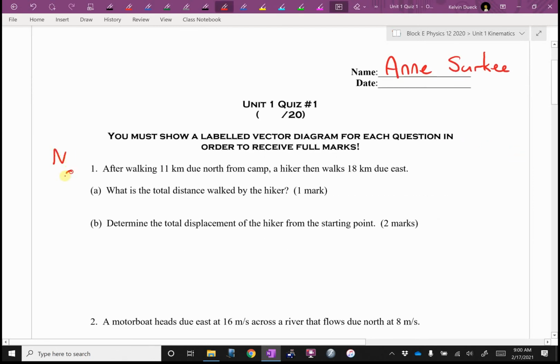Compass rose, Mr. Dewick. 29. Is that the answer to A? Or did I do the math wrong? Yeah, one mark. And, kind of a hint, I barely gave you any room. That's my way of saying you can probably do this one calculator only or in your head.